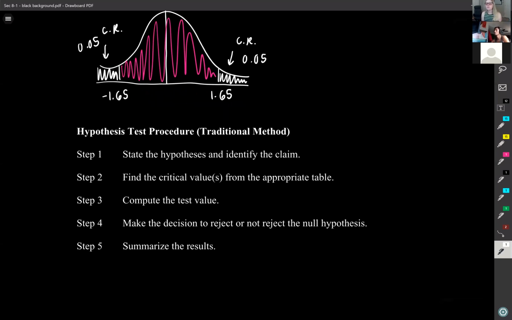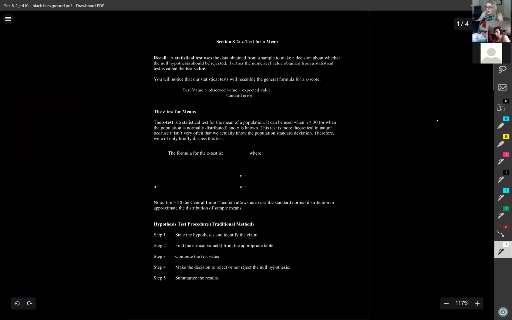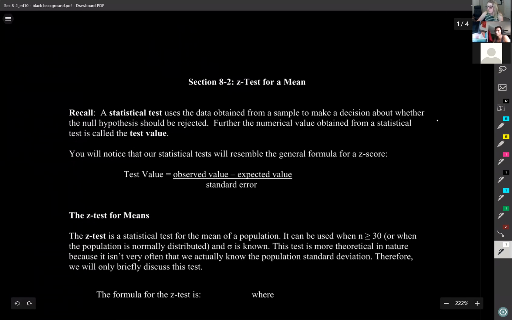Okay, so I do want to do some actual examples with this stuff. Are there any questions before I move on to actually doing an example? All right, I'm going to open the 8.2 notes then, and then we're going to try this out.